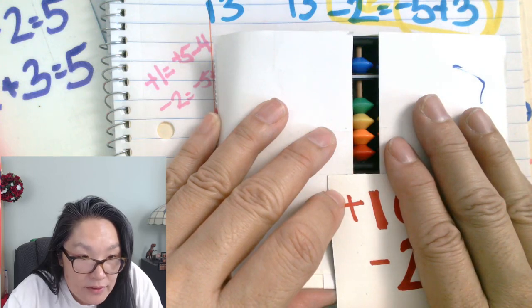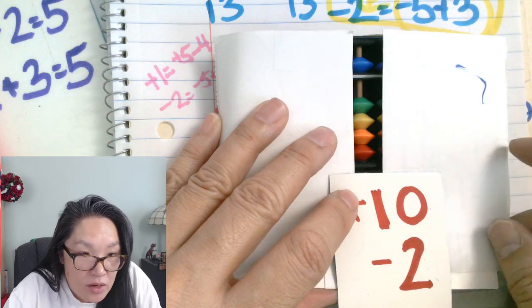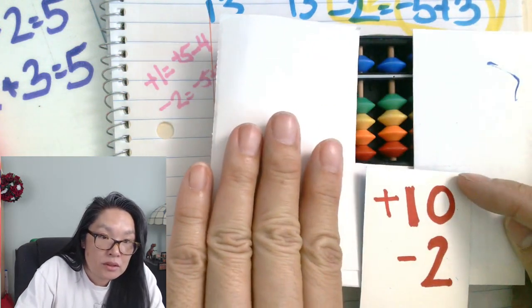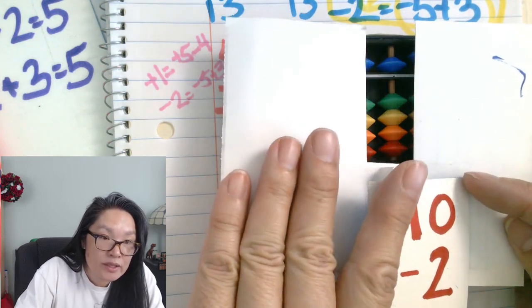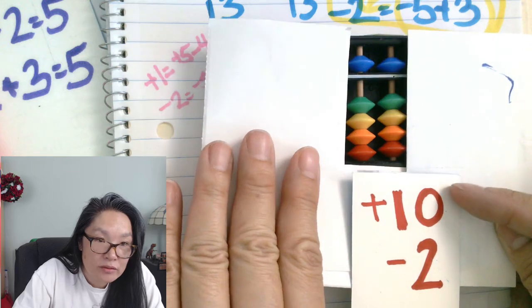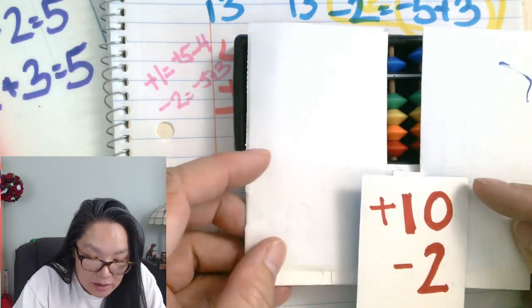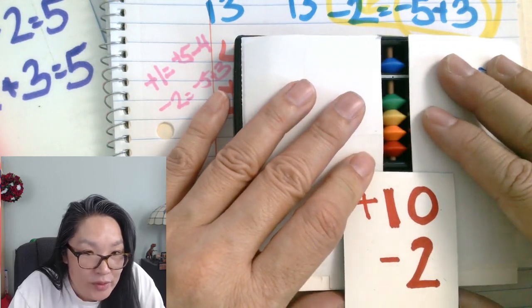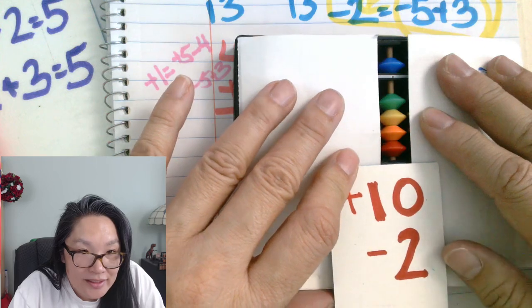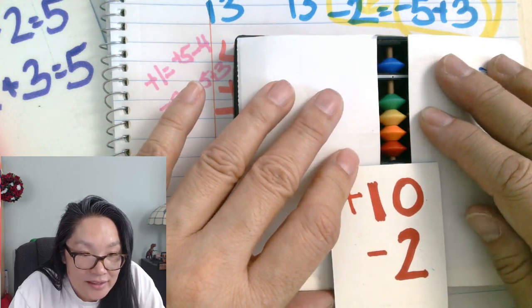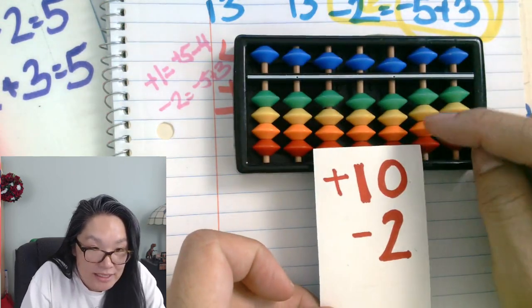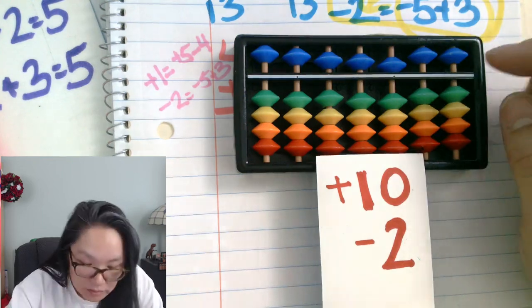Does that make sense, David? Yes, good. So now we still need to do minus the 2. We still need to take away the 2. So I moved it, right? We did that. Now we got to go back to here. We want to take away the 2. How do I take away the 2? Does that make sense? How do we take away the 2?